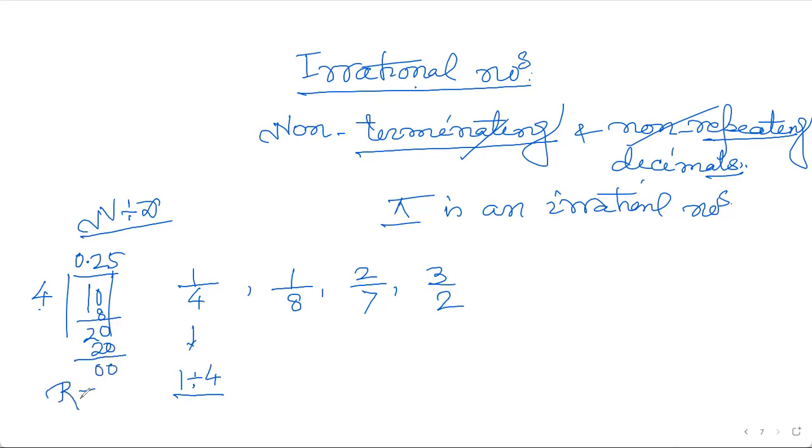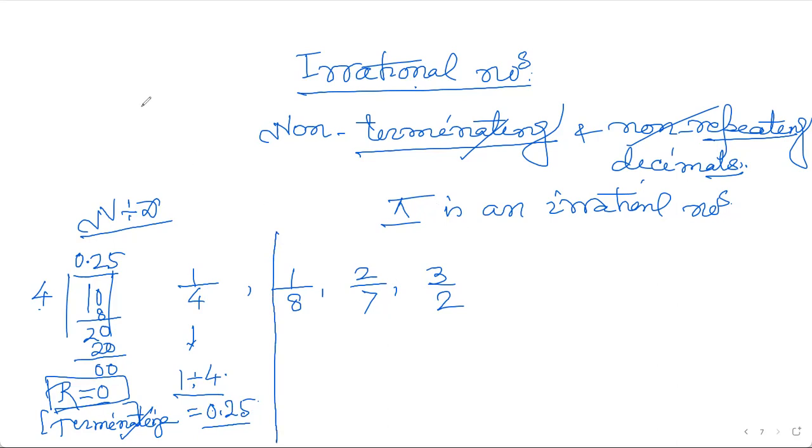If on division the remainder is 0, this is called a terminating decimal. So is it clear what terminating is? If you divide the numerator by the denominator, express it in decimal, and find somewhere that the remainder is 0 in the division process, it is a terminating decimal. So 1 upon 4 is exactly 0.25.